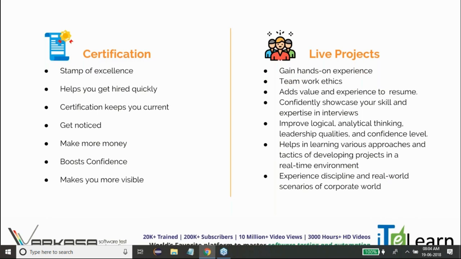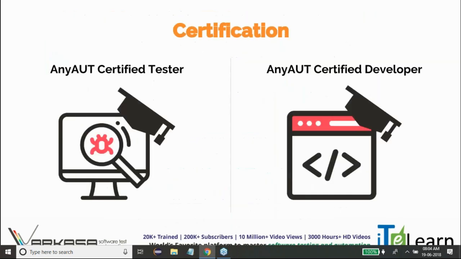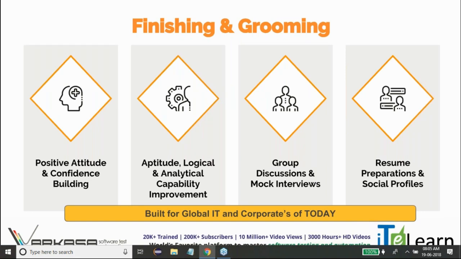I've spoken about certification and live projects, the importance of having them on your resume, how we get there, and how we have built this successfully in JPAC to make that happen. Some of the popular certifications you see worldwide, we have our own internal certification that we've created, and we've been doing it for the last 1.5 to 2 years. This is on our home-built automation tool called AnyAUT, and we've created both certified testers and developers. I've spoken about this at length in the orientation session, so I'll let you go through that.